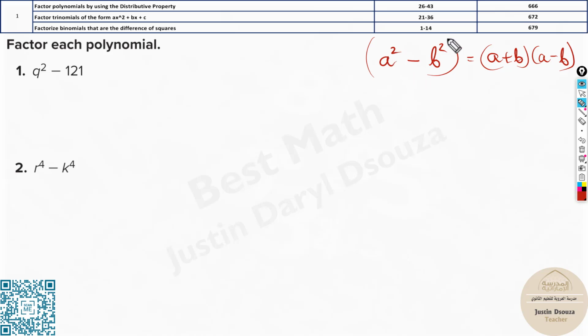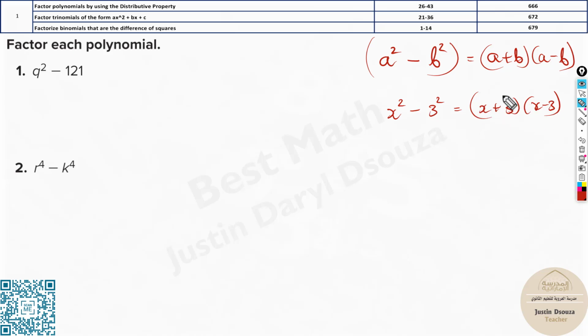Now the same thing, if you have any other terms, say x over here, x squared minus 3 squared, then we can write it as x plus 3, x minus 3. You don't need to factor or anything. This can be already done.